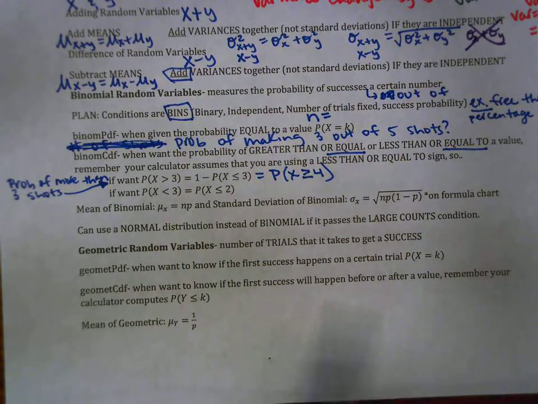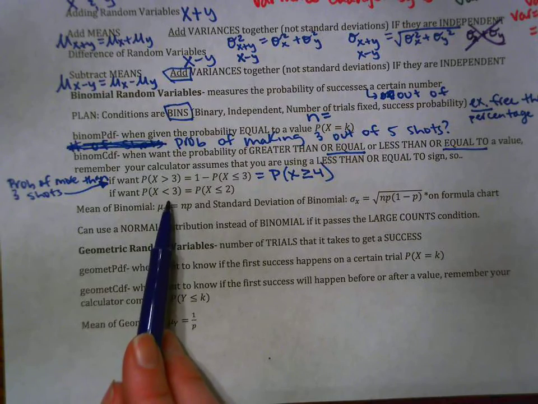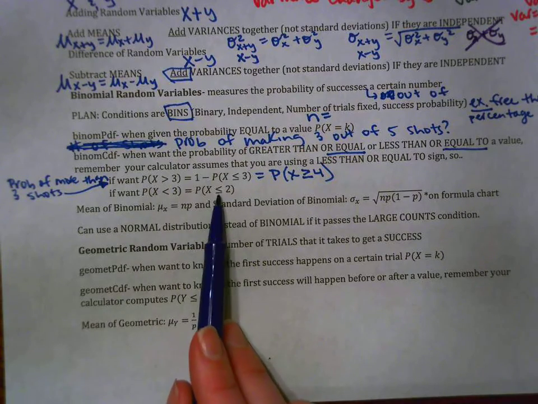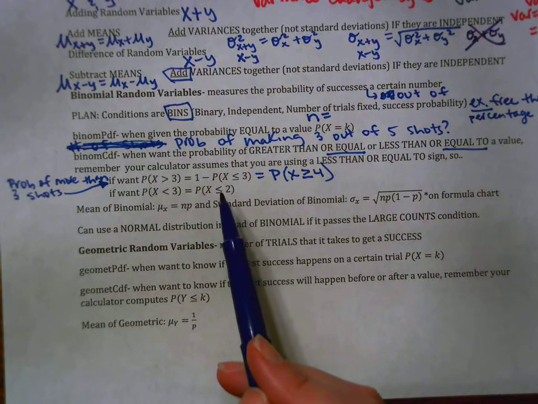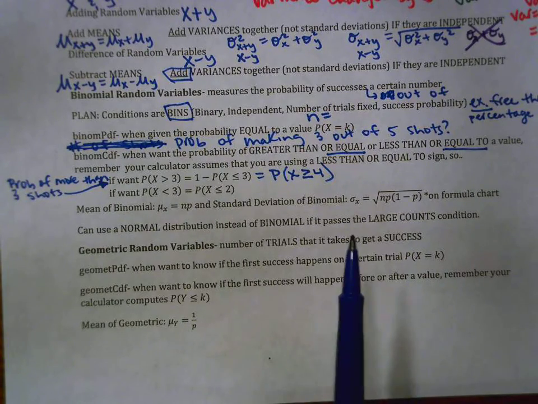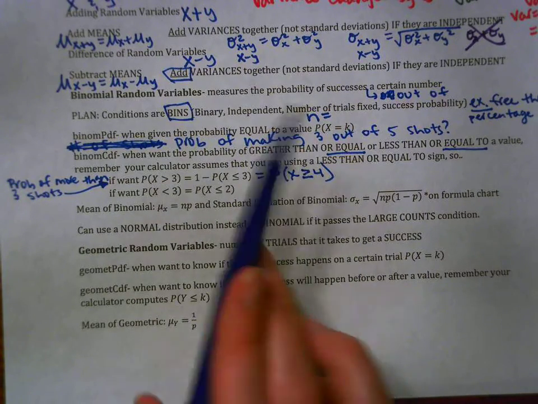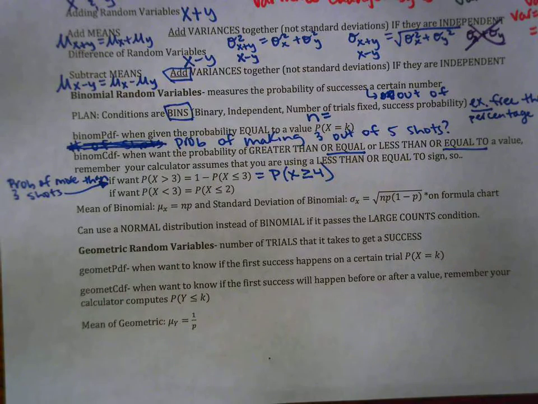Same thing here, if you want less than 3, you would have to change that to be less than or equal to 2 shots and do the same idea. But your lower bound would be 0, right? The lowest amount of shots you could make is 0. My upper bound would be 2. So hopefully that made sense. I feel like I got a little tongue-tied.